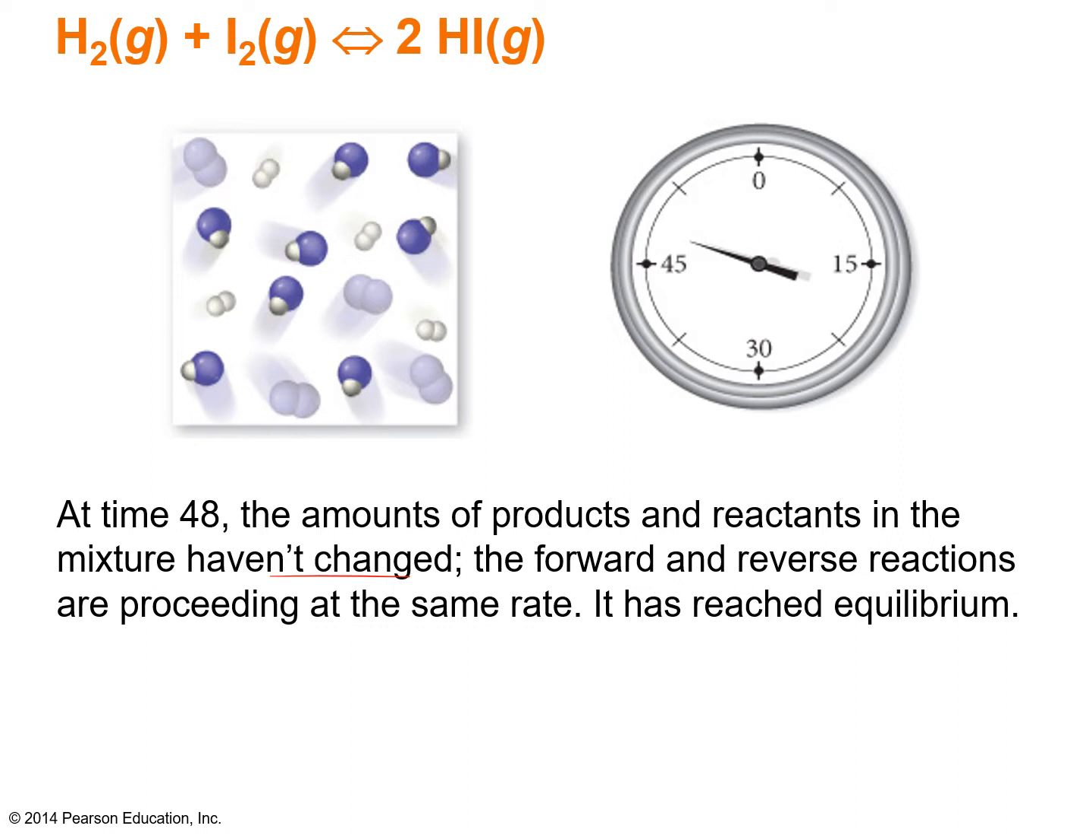At time 48, the amount of products and reactants in the mixture haven't changed. The forward and reverse reactions are proceeding at the same rate. It has reached a dynamic equilibrium. Again, we still have reactions taking place. We still have the reaction pushing forward reactants to products and pushing back products to reactants. However, when you look at the bigger picture, you do not have change in concentrations.